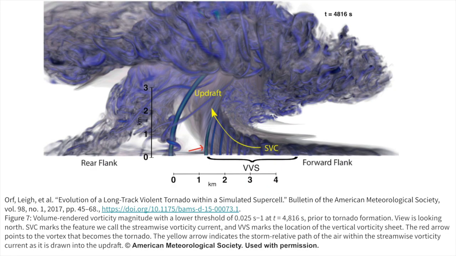And over here on this image, you can see exactly how the SVC is going to be structured. So this area is the vertical vorticity sheet, and the SVC is being advected up into this updraft. So you can see all these patches of rotation. This is the main updraft over here. And this one right here, the vortex that the red arrow is pointing to, that's the strongest of the SVC, which will end up merging with the updraft to form the tornado.